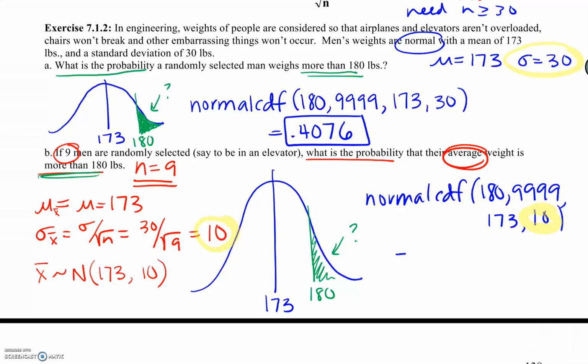Now we're at 0.2420. So we went from a 41% chance that just one guy would weigh more than 180 to a 24% chance that 9 men would average a weight of more than 180. So it's a little less likely. Still likely though. It's still not that far from the average.